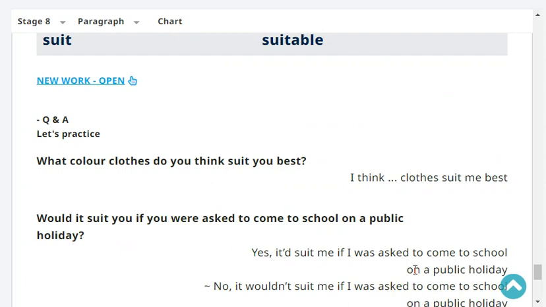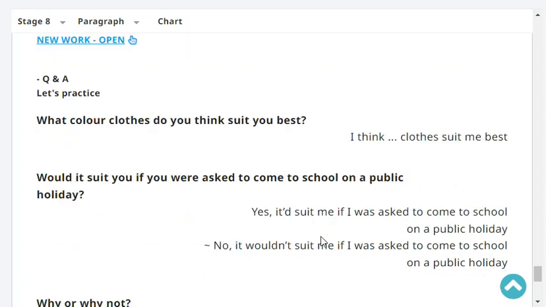What color clothes do you think suit you best? I think black clothes suit me best. Very good.